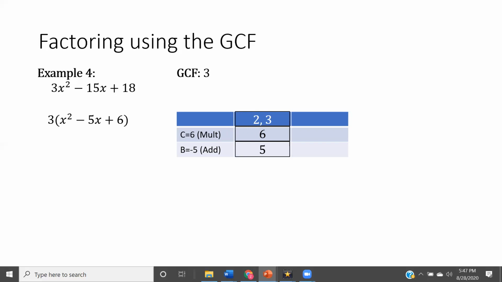So let's try the negative version of each of those. -2 plus -3 gets me -5, and -2 times -3 gets me 6. And that's what I was looking for.